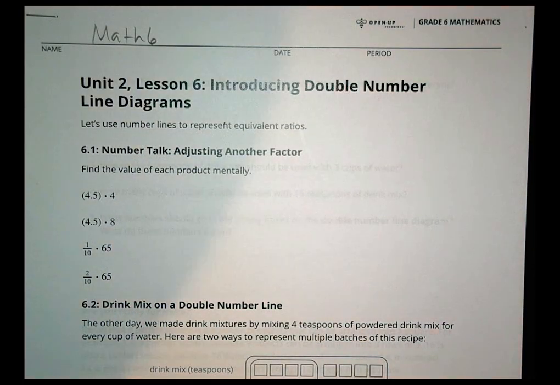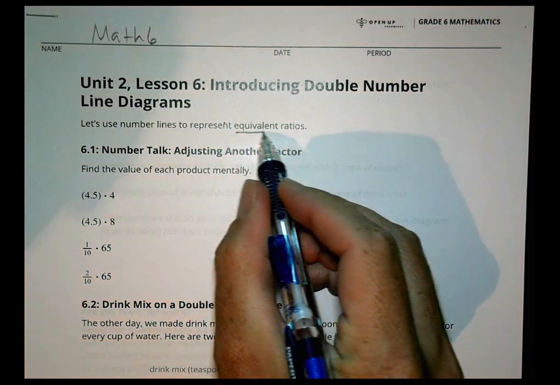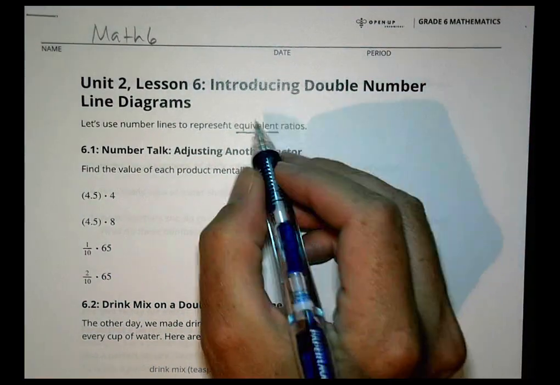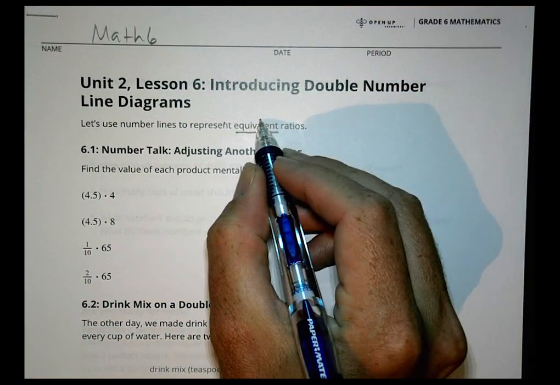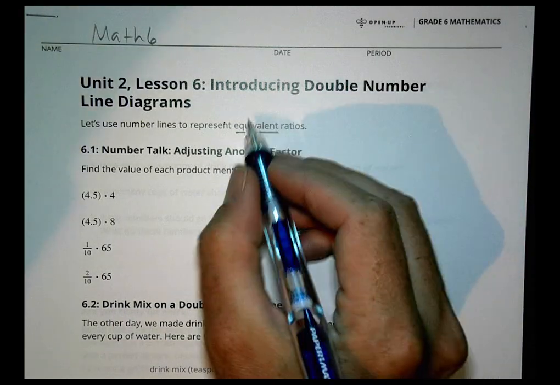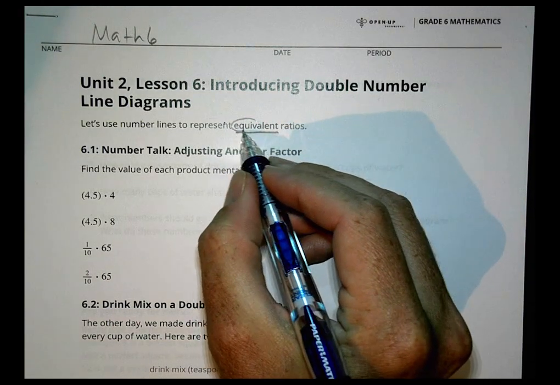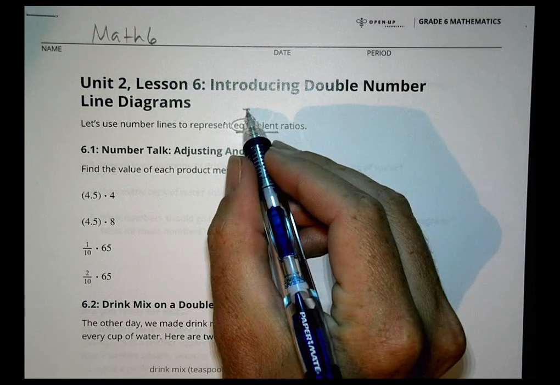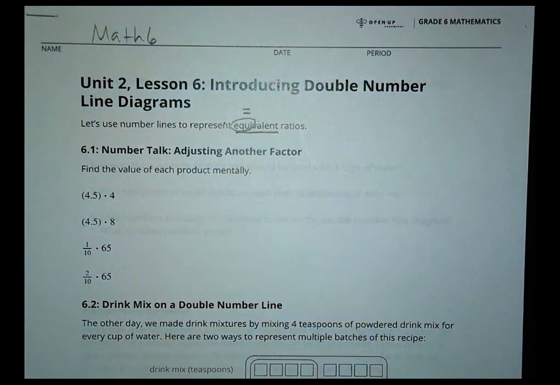Hey, this is Math 6, Unit 2, Lesson 6, introducing the double number line diagrams. Alright, so we're going to talk about how to use number lines to represent equivalent ratios. And remember, when we talk about equivalent ratios, the nice part there is "equi", which just tells us that we're talking about things that are pretty much equal, right? So we're going to look at those today and see how that plays out.